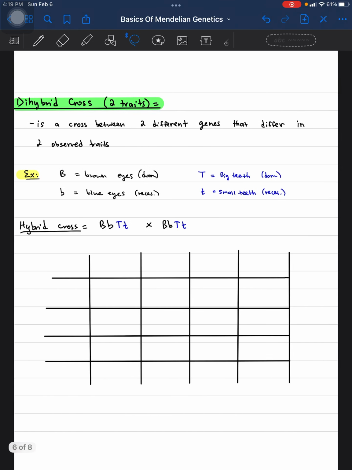Now moving on, we have dihybrid crosses as well. Similar to monohybrid crosses, which involve one trait, dihybrid crosses involve two traits. So it's a cross between two different genes that differ in two observed traits. In this example I gave, one gene is for eye color, one gene is for teeth size. So the alleles are brown eyes, blue eyes, big teeth, and small teeth. So it involves two different genes and two different alleles within those genes. So let's do this example right here. This is a dihybrid cross between two heterozygous parents, and they're both heterozygous for each gene.